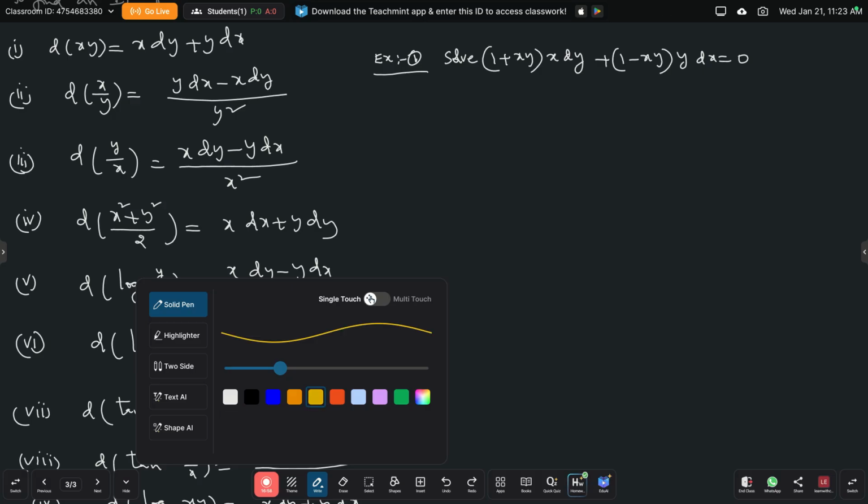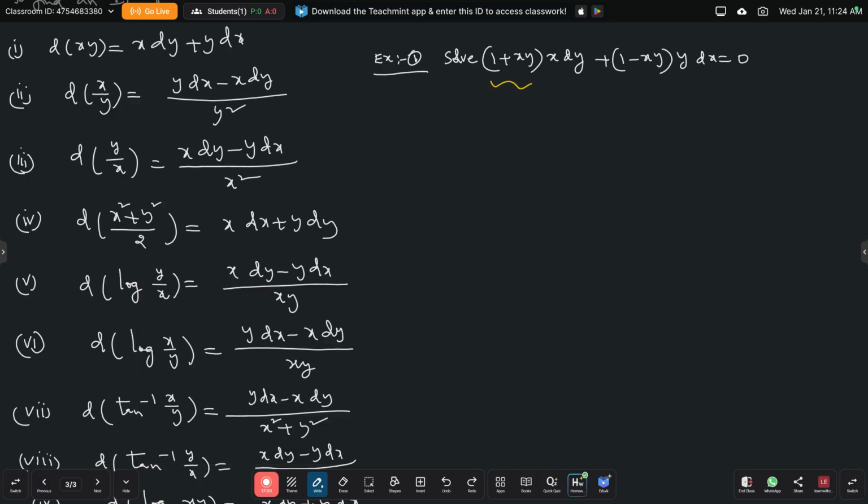Okay, so for this example, this part is our M. This part will be our N. So just by cross checking whether ∂M/∂y equals ∂N/∂x or not. If you see ∂M/∂y, this is 1 plus 2xy, that you can work out very easily, and ∂N/∂x gives 1 minus 2xy. So ∂M/∂y is not equal to ∂N/∂x. So therefore this is not an exact differential equation.